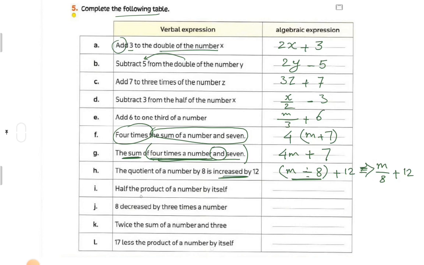Half the product. Here we have the product first, then take its half. Product of what? Product of a number by itself. It means m.